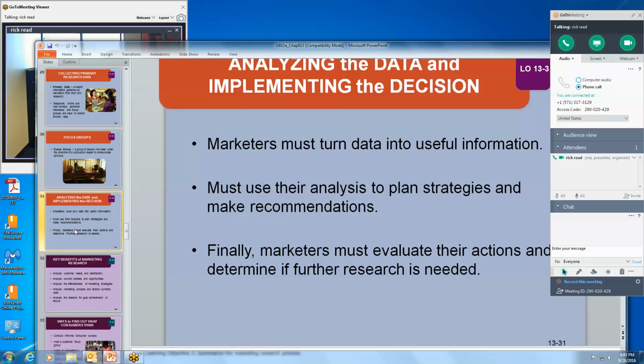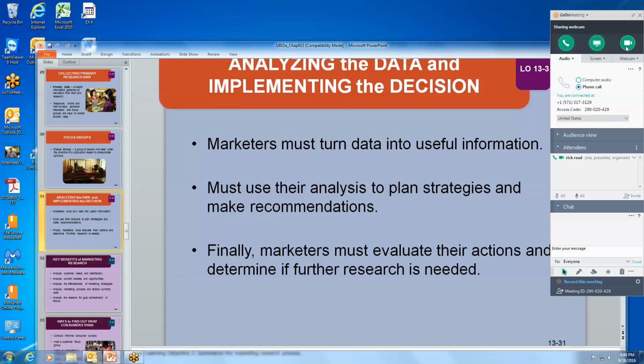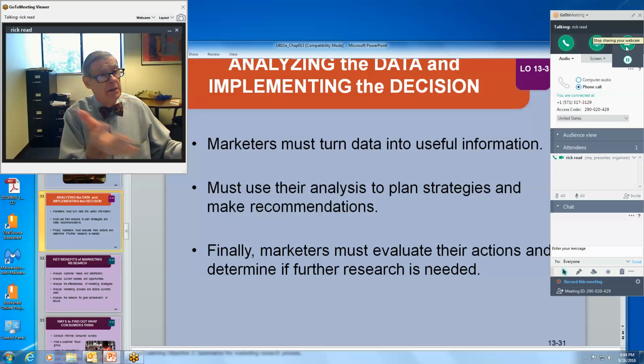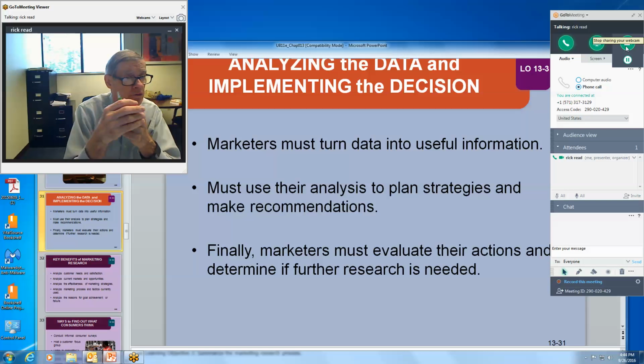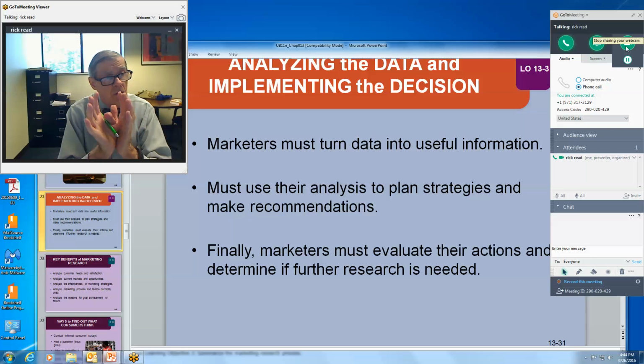And then we have to analyze it, as we said before. And it's going to take this raw data, turn it into useful information. And then we do that to help plan strategies and make recommendations. But probably before we make strategy, we actually make recommendations. Once the recommendations are accepted and we decide where to go, then we have to have an implementation strategy. That's how I would approach it.